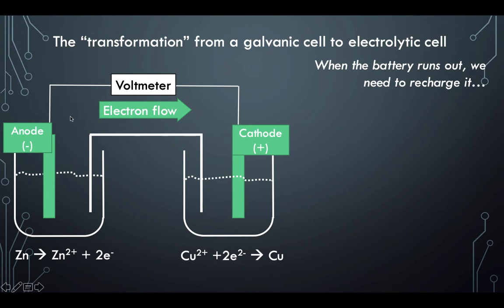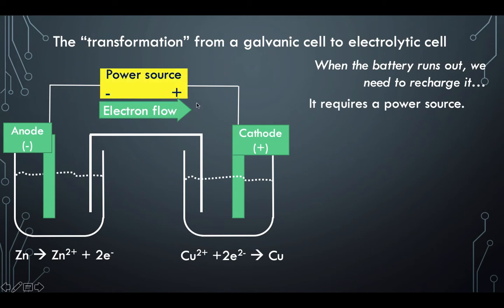Now, when your battery runs out, let's think about when your phone runs out of battery. What's the first thing you're going to do? You have to recharge it. So in order to recharge it, you will intuitively connect it to a power source. Yeah? So when we want to recharge a battery, we must connect the battery to a power source. How do we connect it? We connect the negative end of the power source to the negative end of the battery, and the positive to the positive end of the battery.